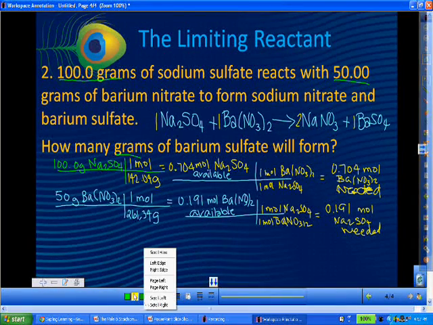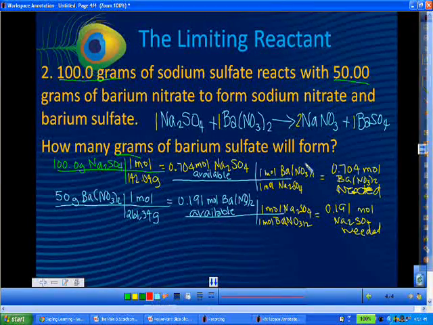So now let's evaluate this. Here we have 0.191 available, and it tells us we need 0.704. So do we have enough? Is there enough available to cover what's needed? No. So that tells us barium nitrate is our limiting reactant.